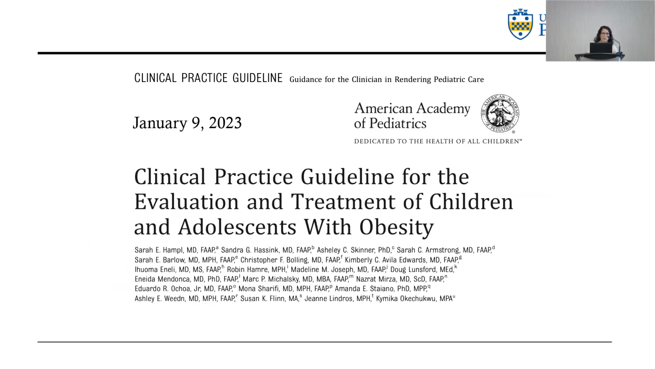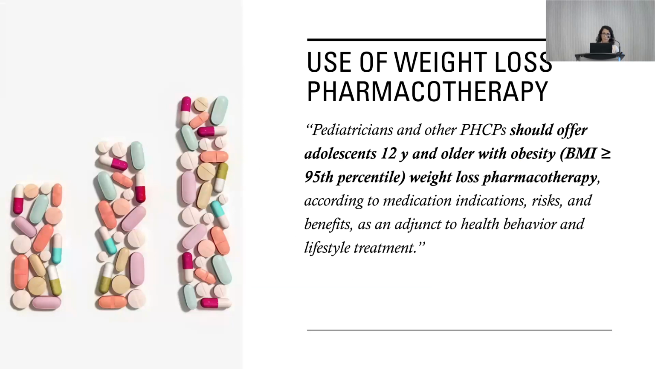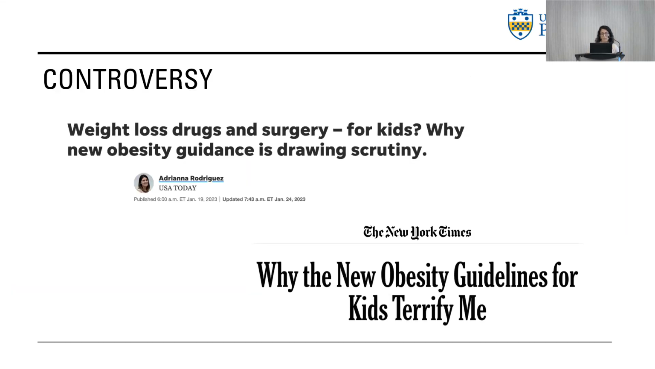In this setting, the American Academy of Pediatrics released clinical practice guidelines in January of this year about the treatment and evaluation of children with obesity. But the most significant piece of this clinical practice guideline was the recommendation to begin using weight loss pharmacotherapy in children as an adjunct to health behavior and lifestyle treatment, so children as young as 12 years old. This was met with a lot of scrutiny and controversy. Many people were concerned that this will increase weight stigma and disordered eating behaviors.